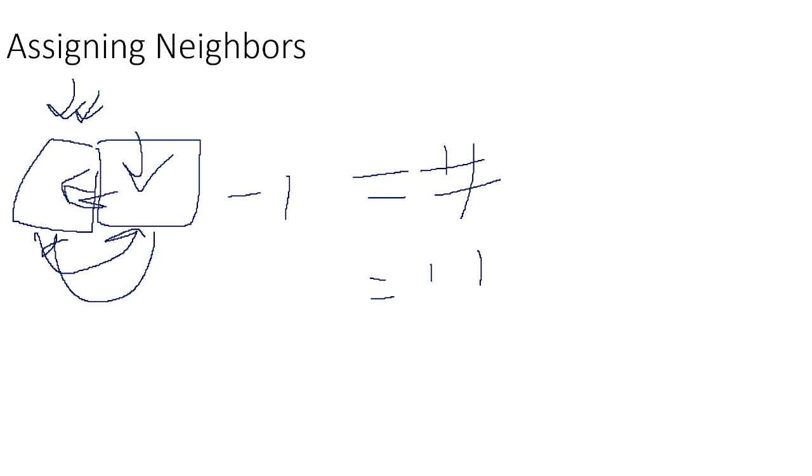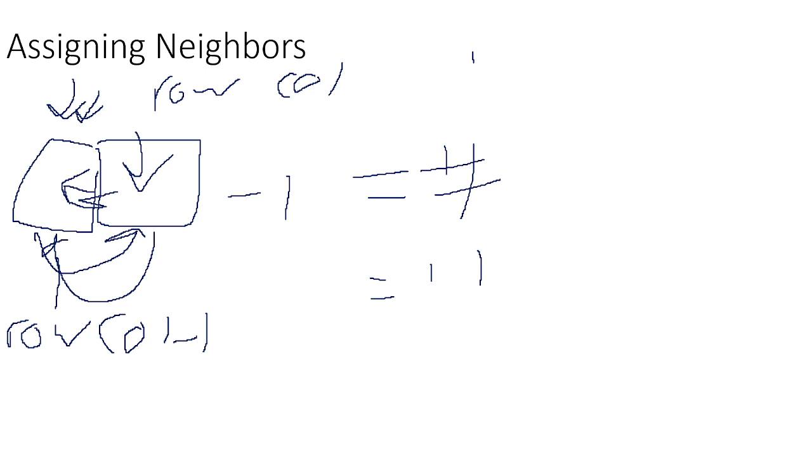So what I can tell right here, this is my current row and my current column. This one's my current row with my column minus 1. And a similar thing with above: it's my current row, my current column, but the neighbor above it is going to be my row minus 1 with my current column. And then you just connect them.